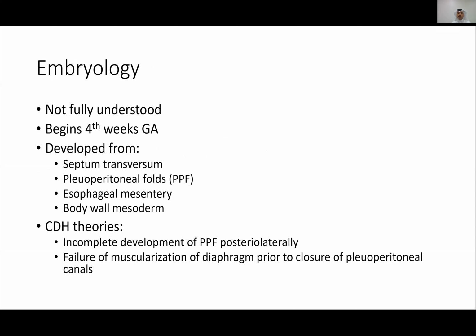With regards to the embryology of CDH, again, it's not fully understood. It is a process that starts at 4 weeks of gestation. The diaphragm develops from 4 main components: the septum transversum, pleuroperitoneal fold, esophageal mesentery, and abdominal wall or body wall mesoderm. Now, why does CDH develop? Again, it's not fully understood, but the thinking is that there is an incomplete development of the pleuroperitoneal folds posterolaterally, as well as failure of muscularization of the diaphragm prior to closing of the pleuroperitoneal canals.